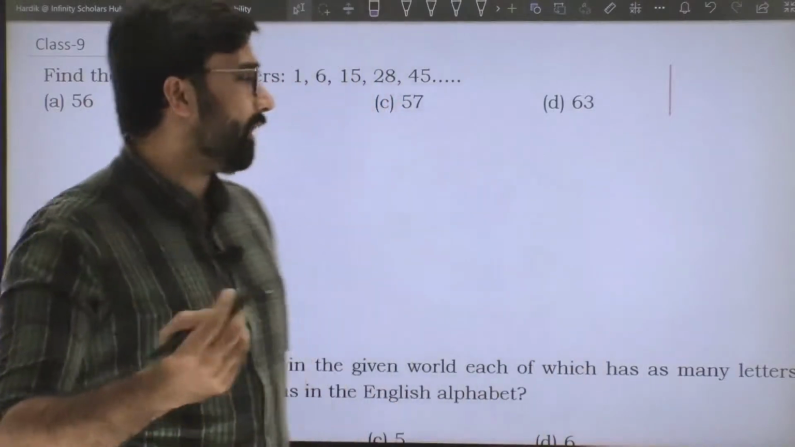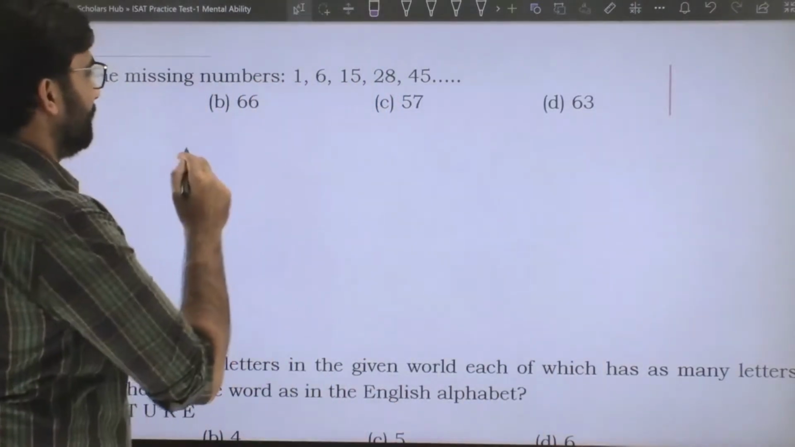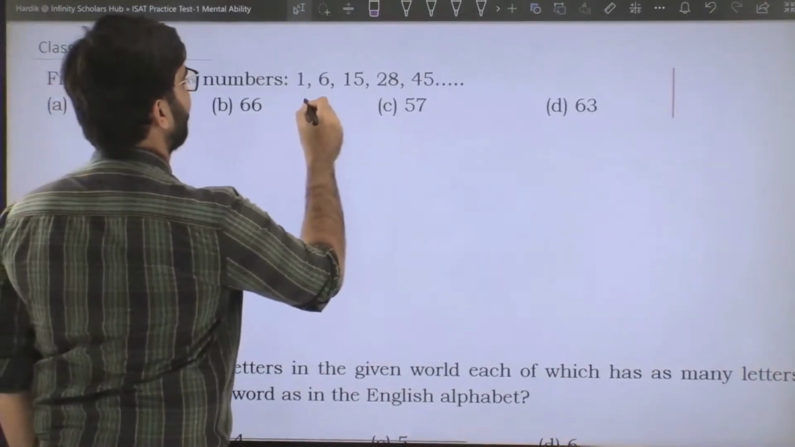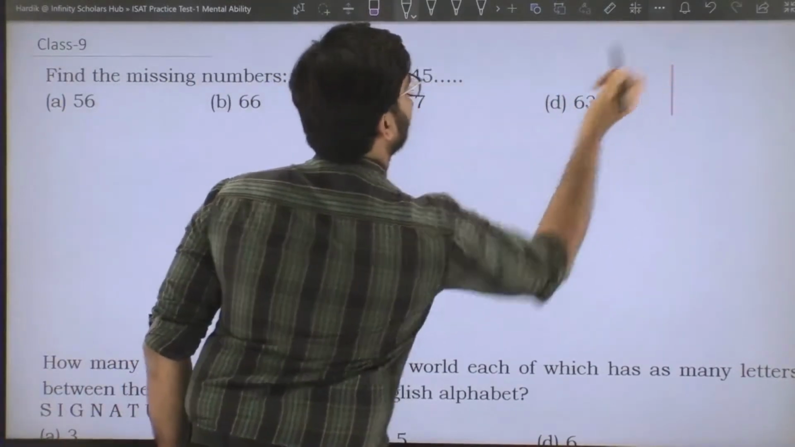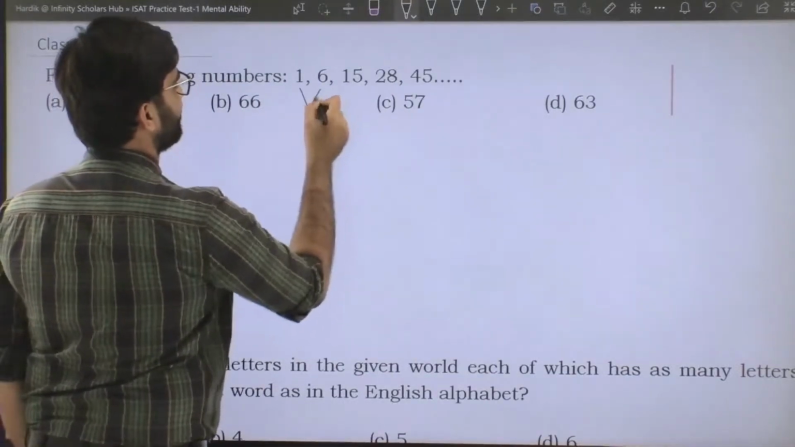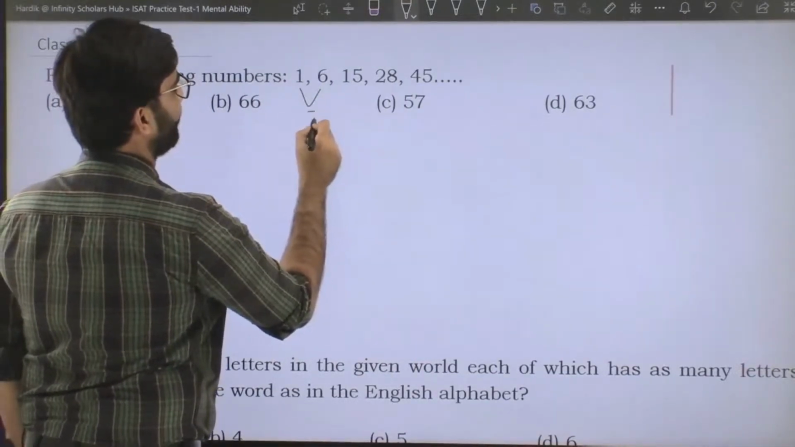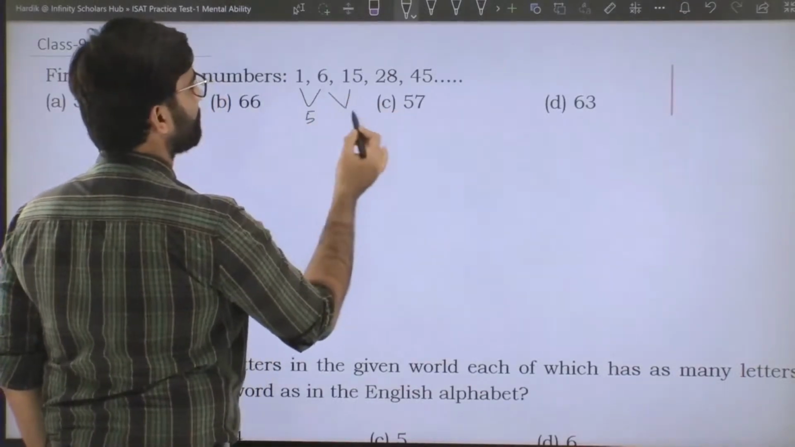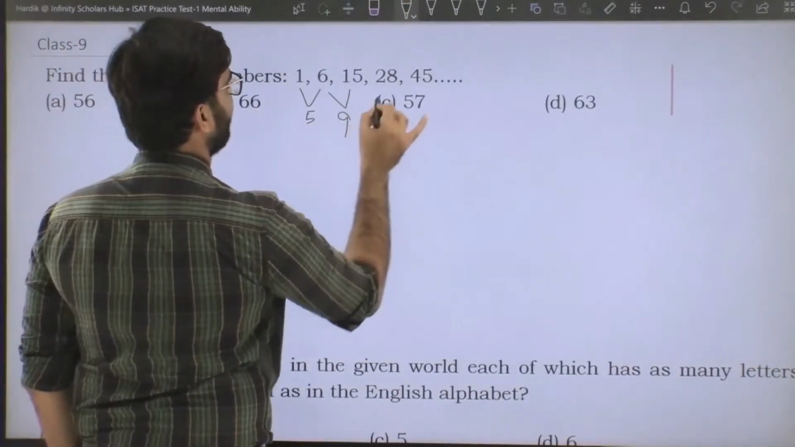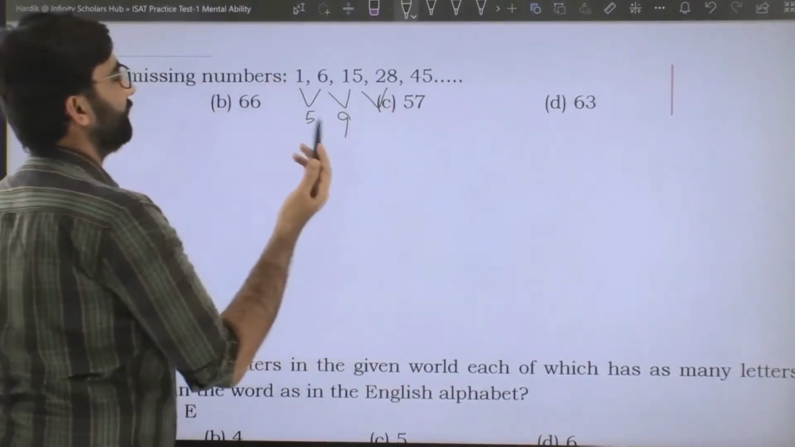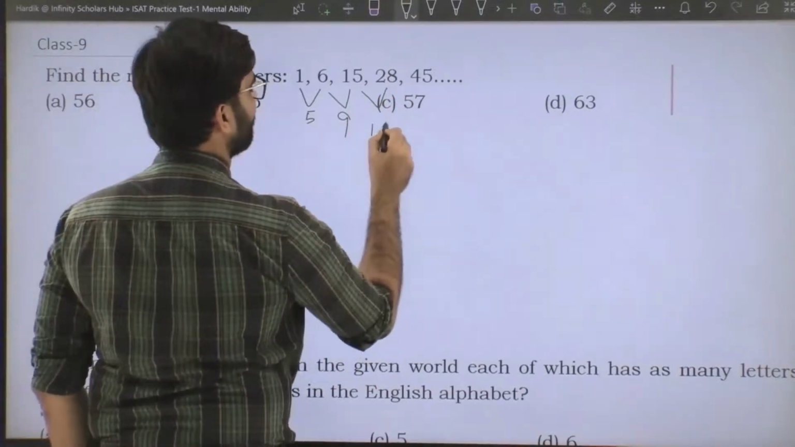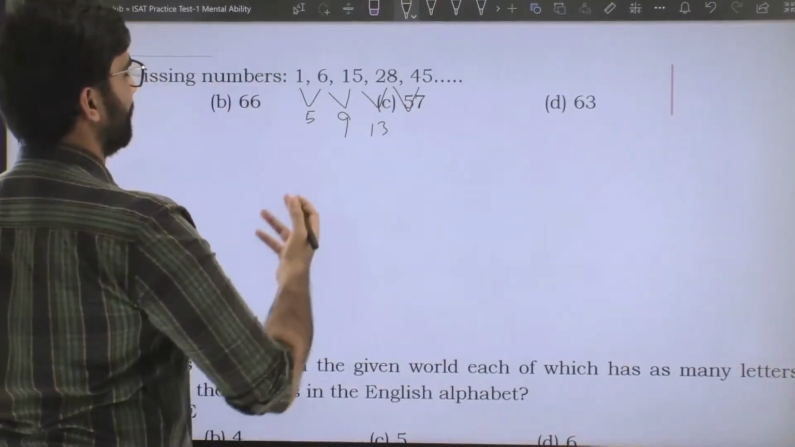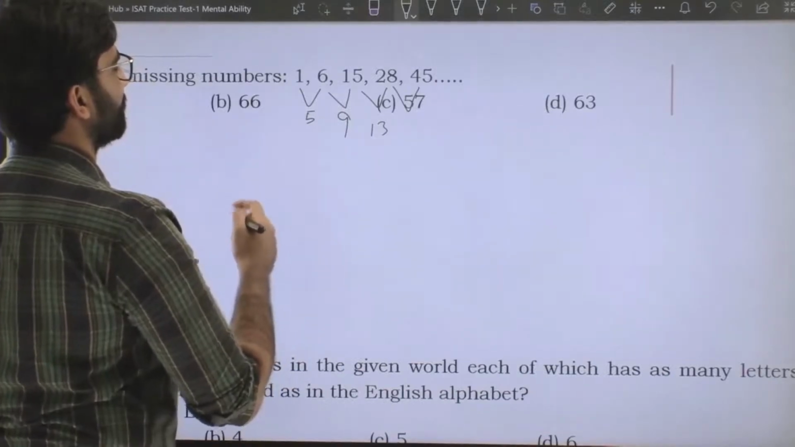Looking at this, what can I make out? First of all, you can subtract and see. 6 minus 1 will give you 5. Then 15 minus 6 will give you 9. Then 28 minus 15 will give you 13. Then 45 minus 28 will give you 17.